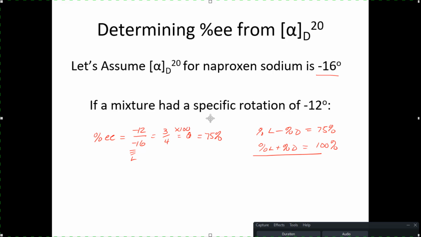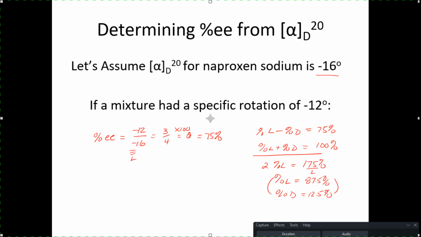We could do all sorts of methods here. We could use linear algebra and solve it by the matrix method. Why don't we just add them together? 2 times the percentage of L equals 175%. So the percentage of L is 175 over 2, which is 87.5%. The percentage of D then is equal to 100 minus 87.5, which is 12.5%. So we can calculate the percent D and L from the specific rotation of a mixture.